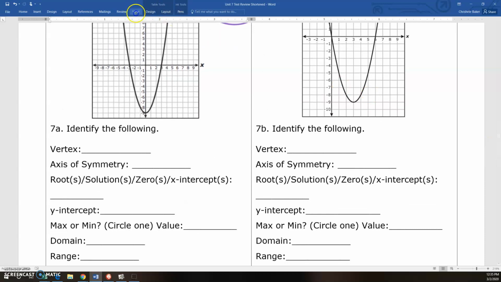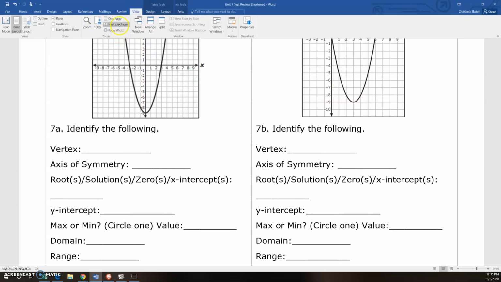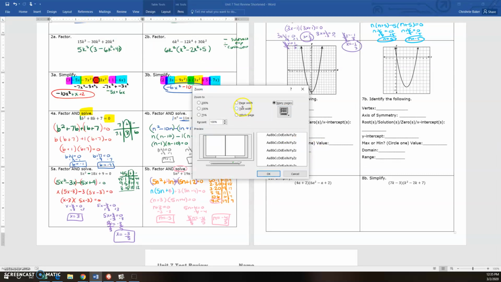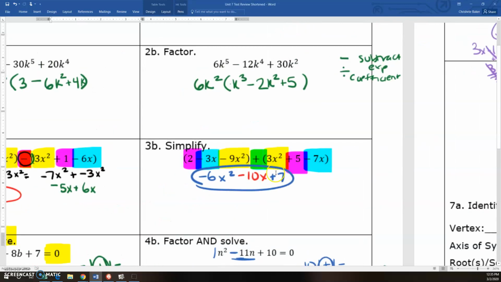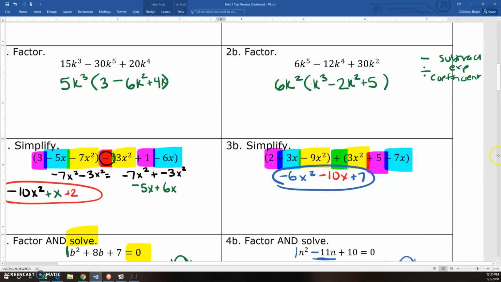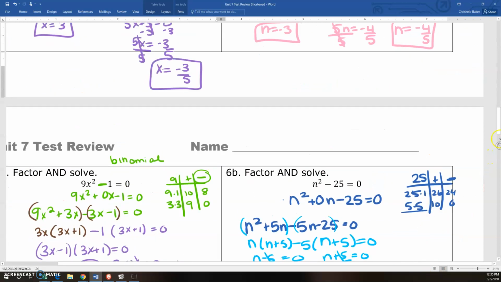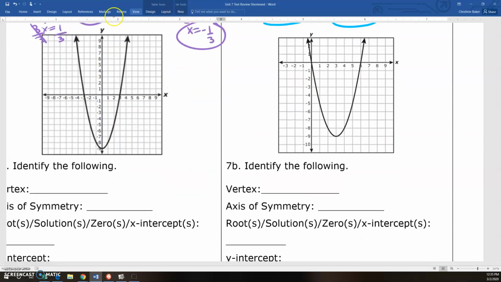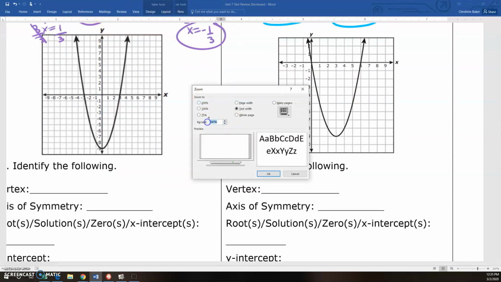Let's make this a little bit smaller so I can see the whole thing. Well, not that small. Not that. Look at all this beautiful work. Okay. No, that's not better at all. Let's do 200.